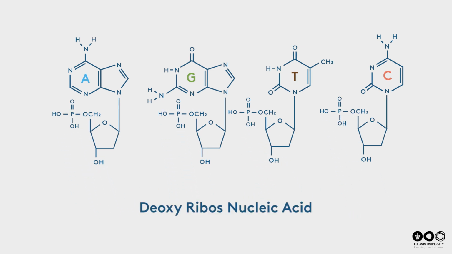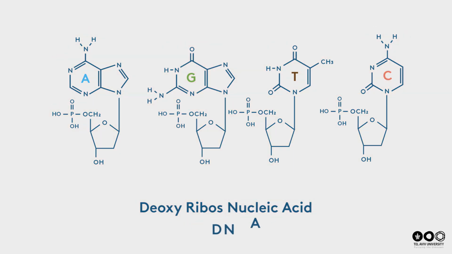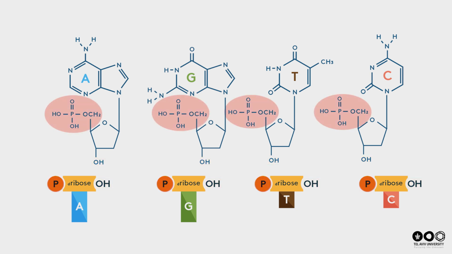Hence the name deoxyribonucleic acid, DNA. Here are 4 simplified representations of the nucleotides of DNA, yet still showing their salient features. Each has its nitrogen base, the free hydroxyl at carbon 3, and an active phosphate group at carbon 5.